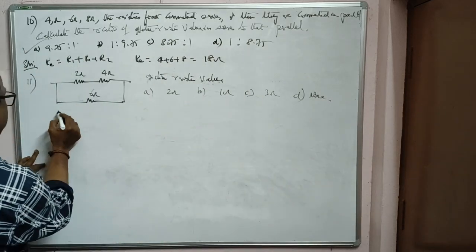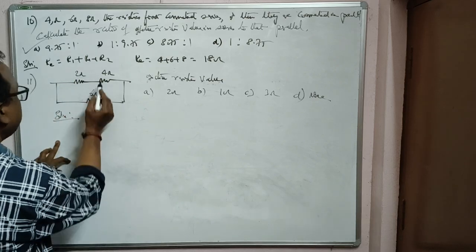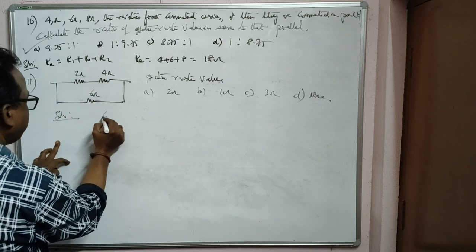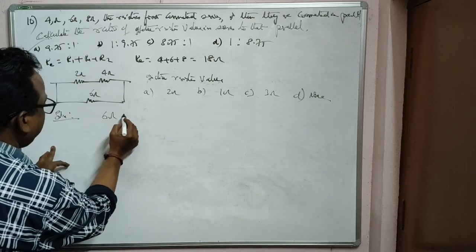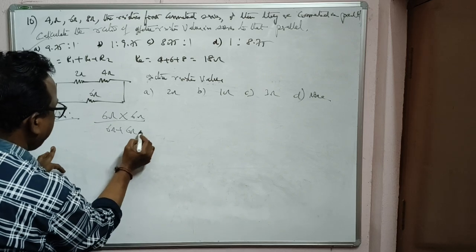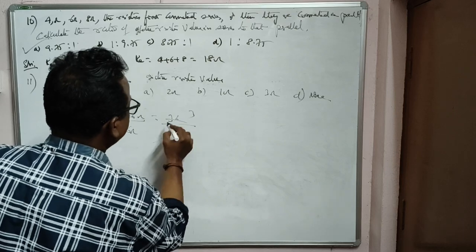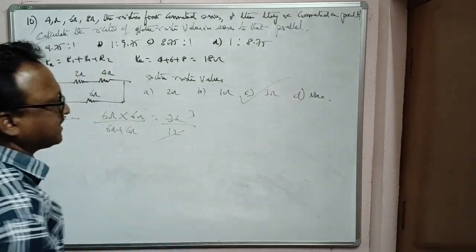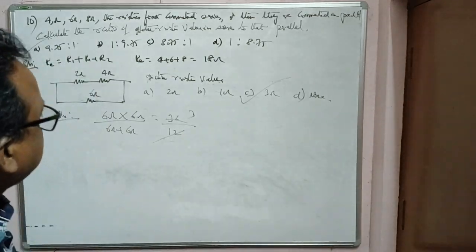Now how to solve this one? Already I told you in the chapters. These two are in series, so the effective resistance is R1 plus R2, that means 6 ohms. And these two are parallel with this one. So what is the formula for parallel? R1 R2 by R1 plus R2. 6 times 6 is 36 by 12, that is 3. So C is the answer, 3 ohms. Okay, so this is how you have to solve.